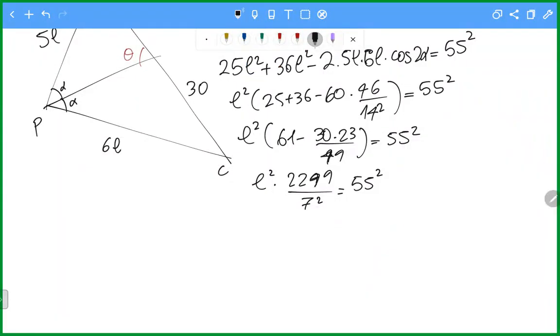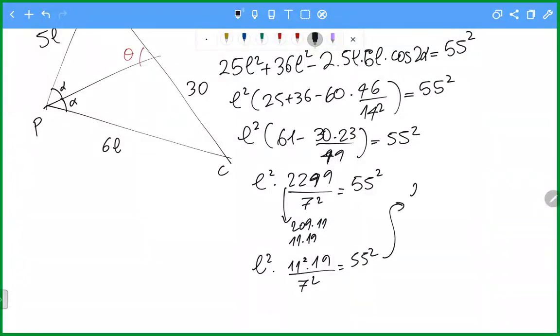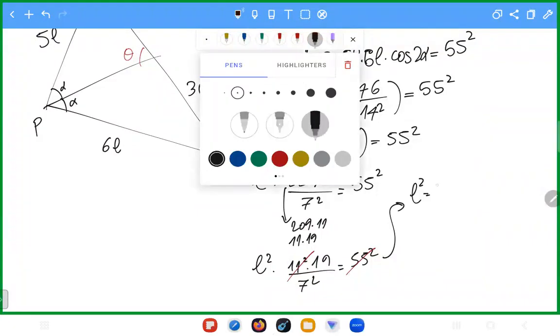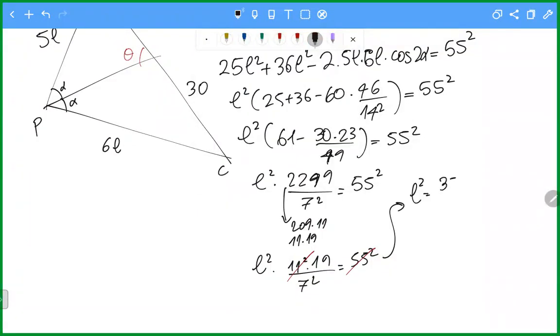So for this 2299, you just observe that 2299 is 209 times 11, and 209 is 11 times 19. So the numerator actually is 11 squared times 19. So we get L squared times 11 squared times 19 over 7 squared equals 55 squared. Okay, and then from here, I think we can obtain that L squared equals, you can cross out 11 squared, so you have 5 squared times 7 squared, so 35 squared over 19.